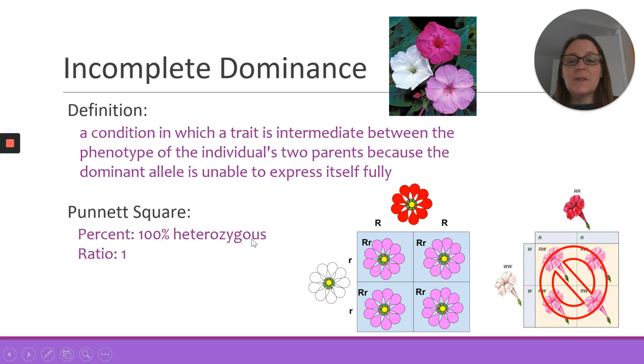So we look at this Punnett square, and the percentage is 100% heterozygous. The ratio is just 1. They're all the same.